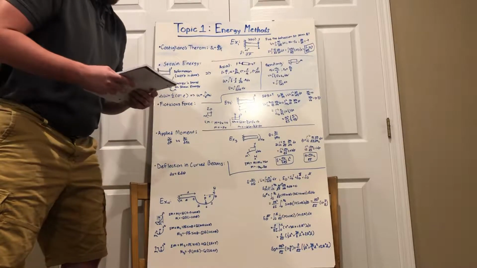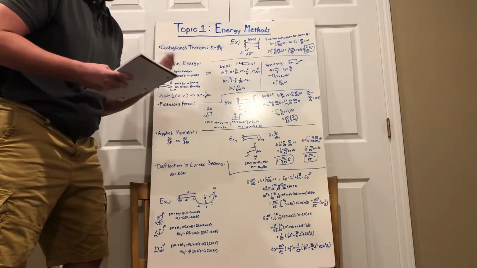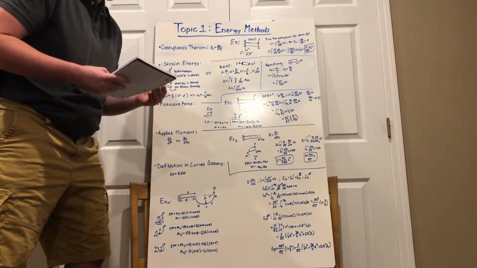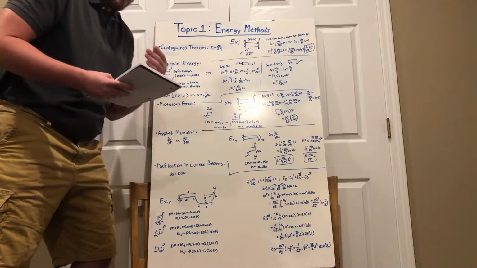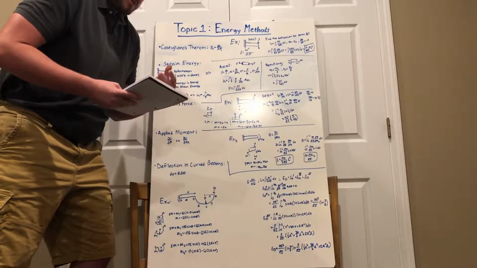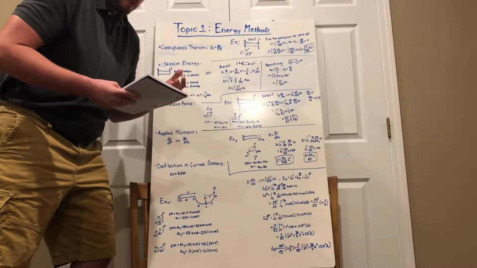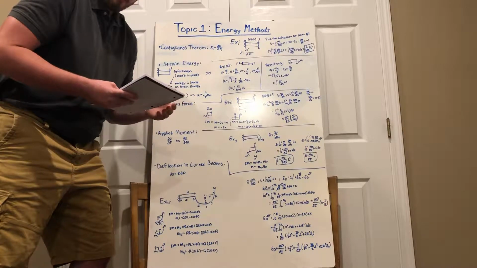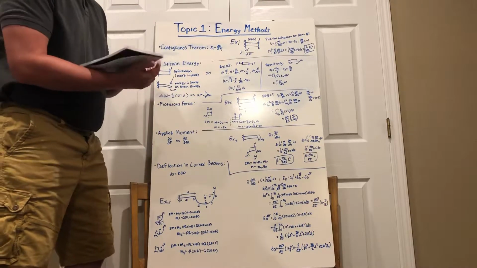Castigliano's theorem says when forces act on an elastic system subject to small displacements, the displacement corresponding to a force, in the direction of the force, is equal to the partial derivative of the total strain energy with respect to that force. Now, what does that mean? What does that kind of look like?